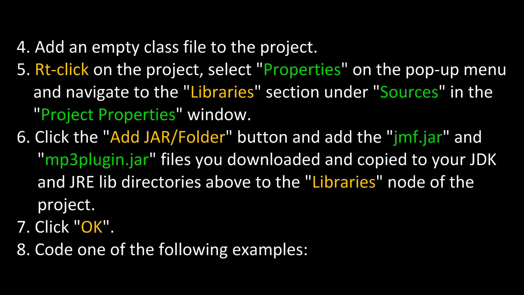When you've done this, right-click on the project and select Properties on the pop-up menu and navigate to the Libraries section under Sources in the Project Properties window. Click the Add Jar/Folder button and then add the jmf.jar and mp3plugin.jar files you downloaded and copied to your JDK and JRE lib directories above to the Libraries node of the project. Seventh, click on OK, and finally, code one of the following examples.